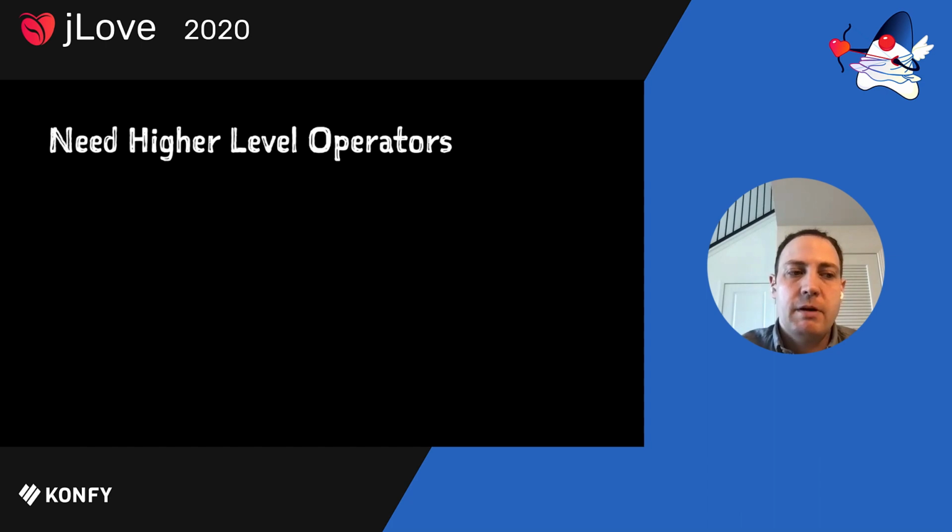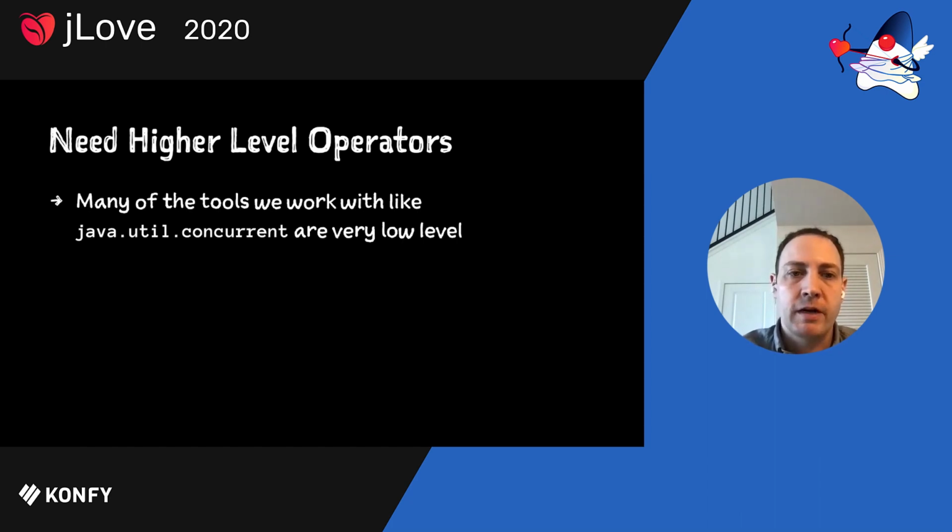The second thing, and I think maybe this is the most important, is this idea of the need for higher level operators. Admittedly, I'm in Scala and in ZIO, but from my vantage point, it seems like there's a lot of operators that are pretty low level. If you think about what's in the Java util concurrent package, or even some of the things built as a little bit more advanced abstractions on top of that, like Guava or something like that.